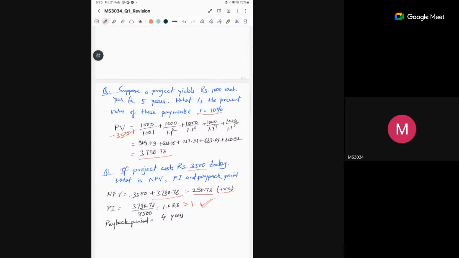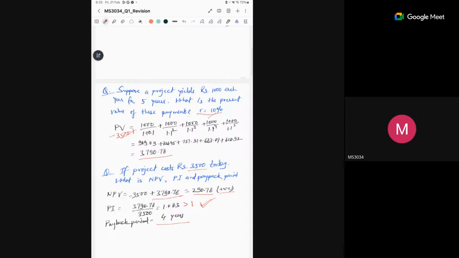So the cost was 3500, and in the payback period, generally we do not incorporate discounting. We generally sum up all the payments. So 1, 2, 3, 4, in the fourth year you are getting more than 3500, so that means your payback period is 4 years.